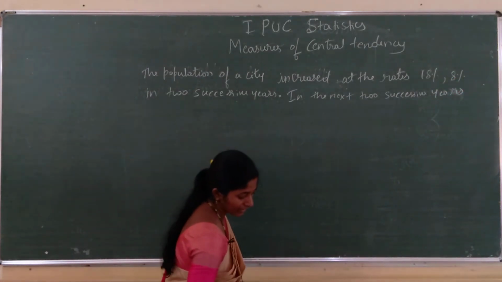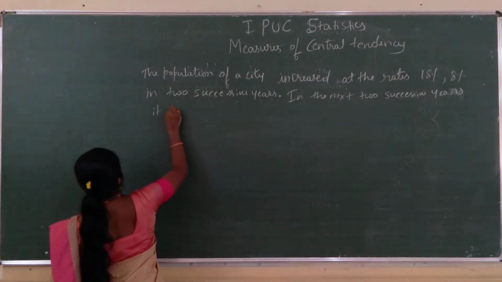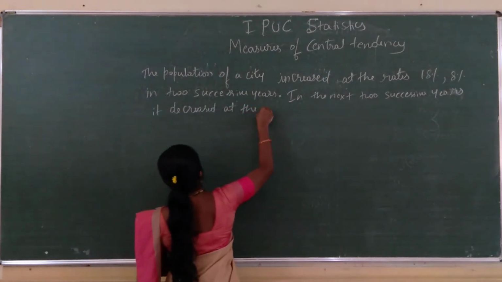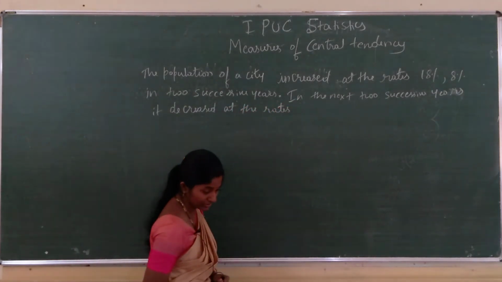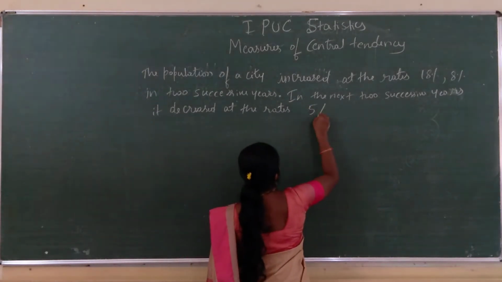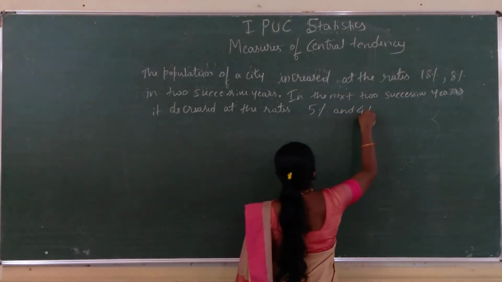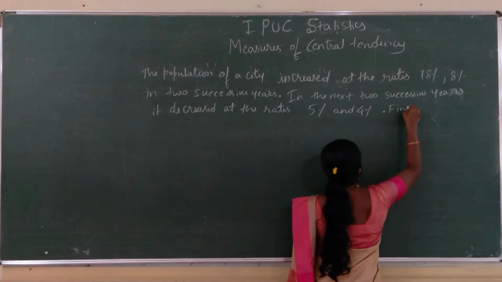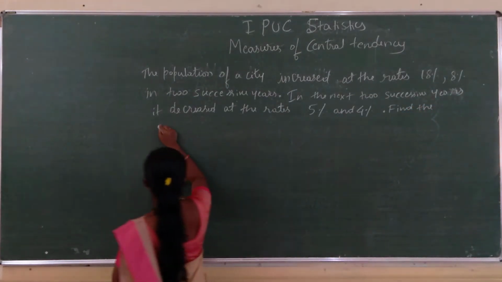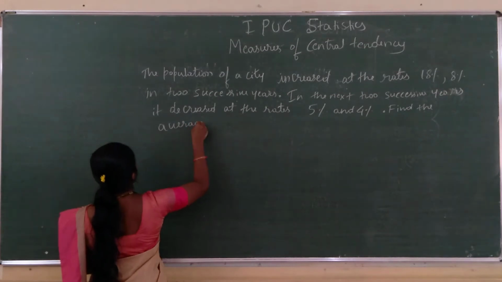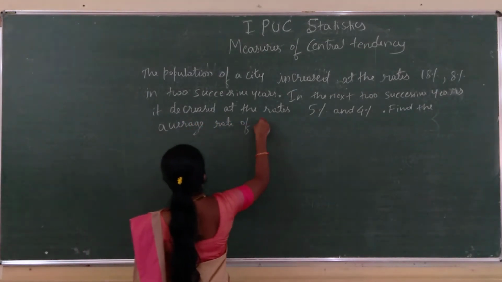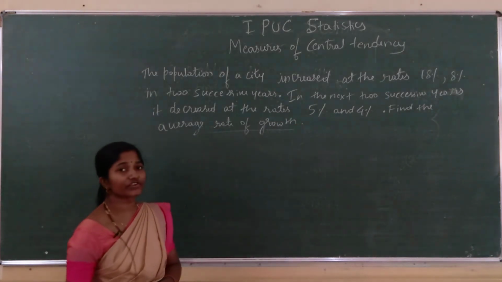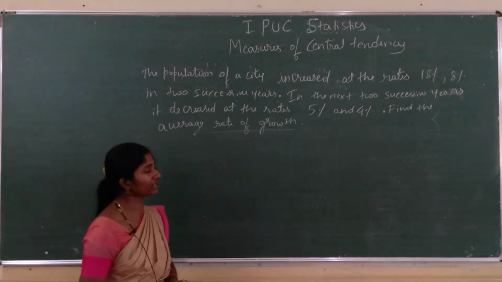What happens is that it decreased at the rates 5% and 4%. Find the average rate of growth. Here also, what is the question asked? Average rate of growth. Therefore, this is also a geometric mean problem.